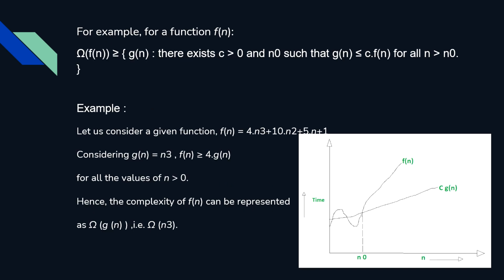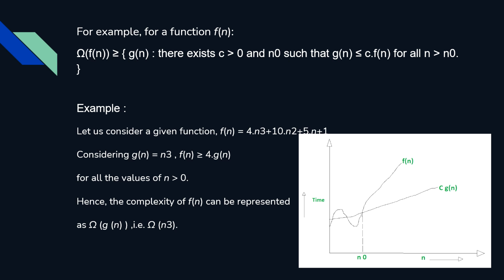For example, f(n) equals big omega of g(n) if there exists a constant c also greater than 0 and a value n0 such that f(n) is greater than or equal to c into g(n) for all values of n greater than n0. At first we go to the image. We see that the f(n) curve is always greater than c into g(n). Here also at the point of n0, f(n) equals c into g(n).